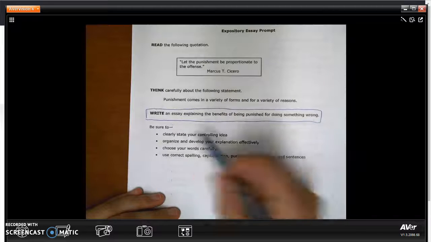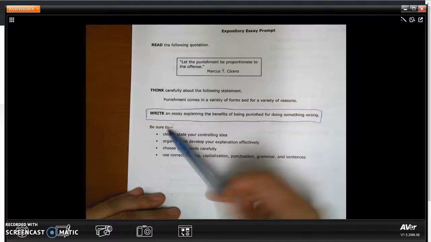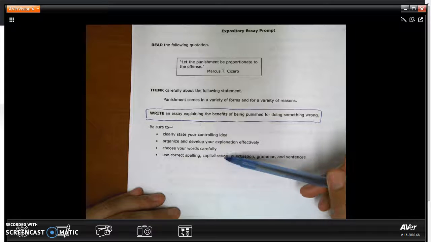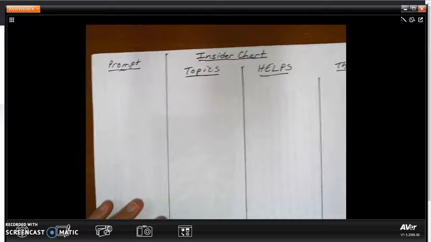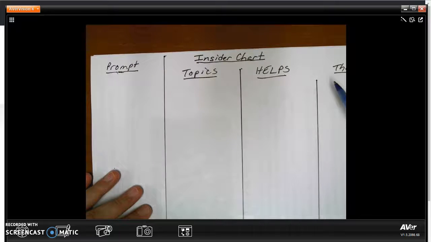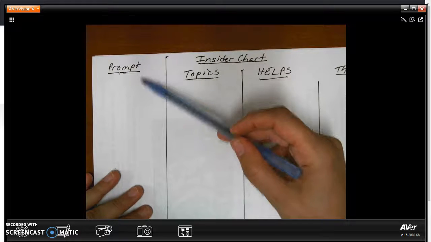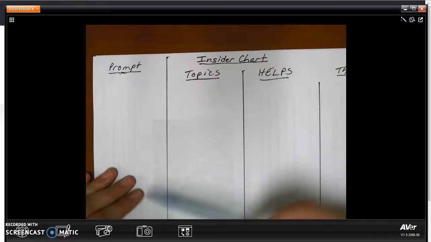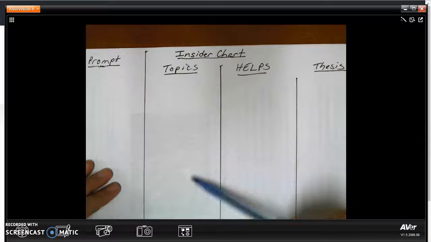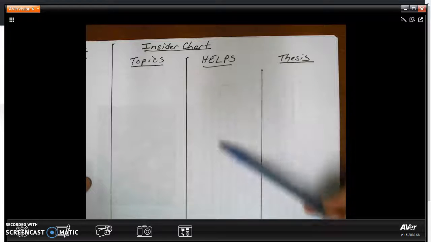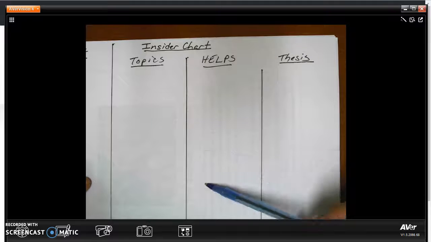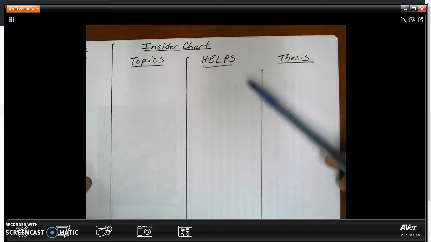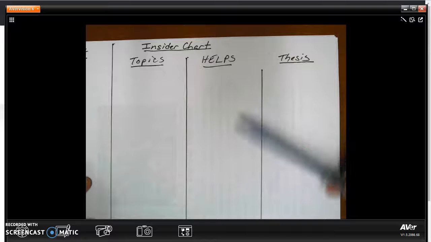And don't forget, they're looking for these things. So where it says be sure to, that means each of these things needs to be in the essay for it to be complete. Now, you're not going to complete your whole essay right now. The only thing that you're going to do right now is start your insider chart. So remember, you have your prompt, possible topics, your helps. Now, you know what your helps are. You know what H, E, L, P, and S stand for. And no, you may not use your notes, so hopefully you remember these on your own.